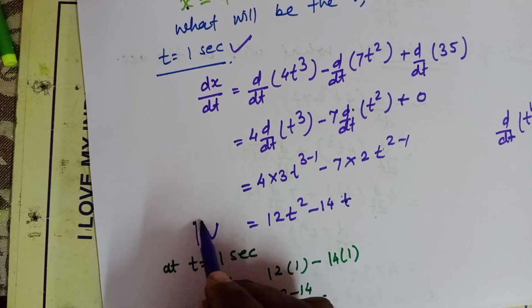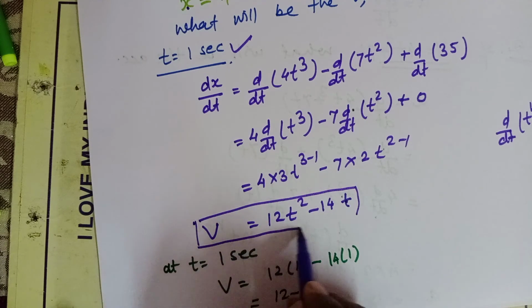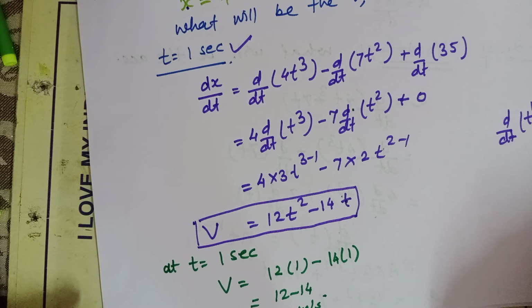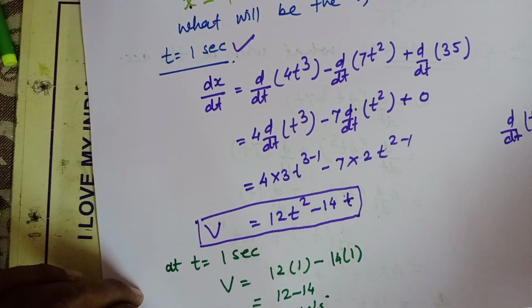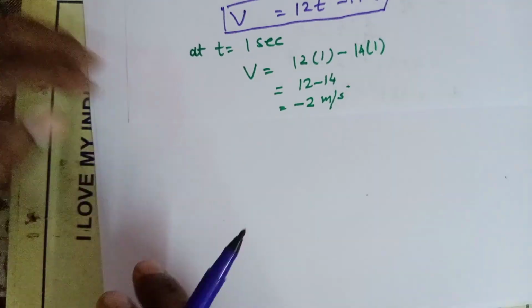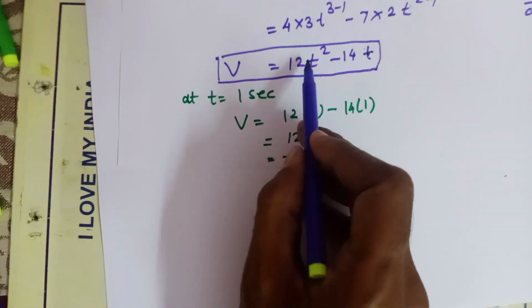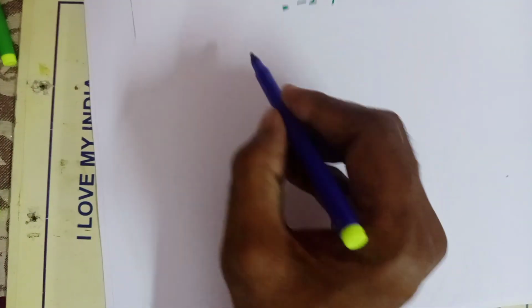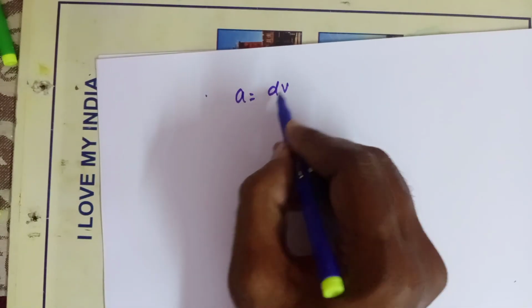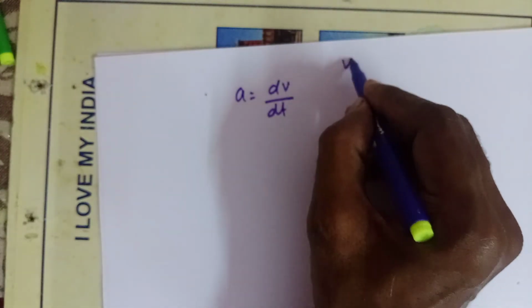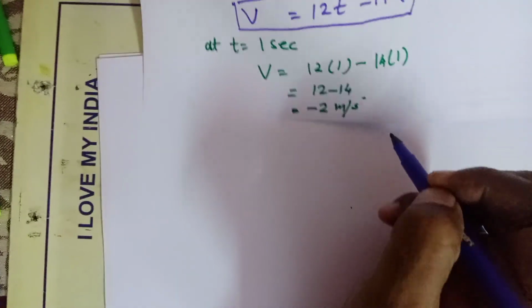Now one more thing is asked here. What will be the acceleration at t equal to 1 second? To calculate acceleration, we have to differentiate velocity. Now see, what is velocity? Velocity is 12t square minus 14t. So acceleration is given by dv by dt, and velocity we have calculated: 12t square minus 14t.